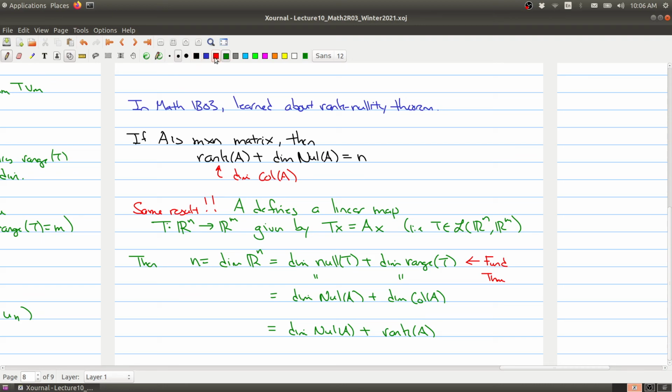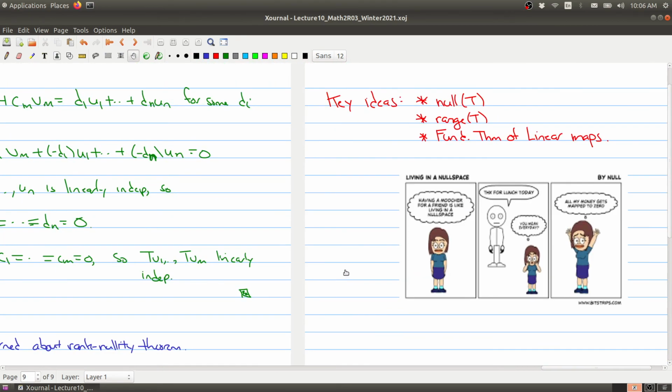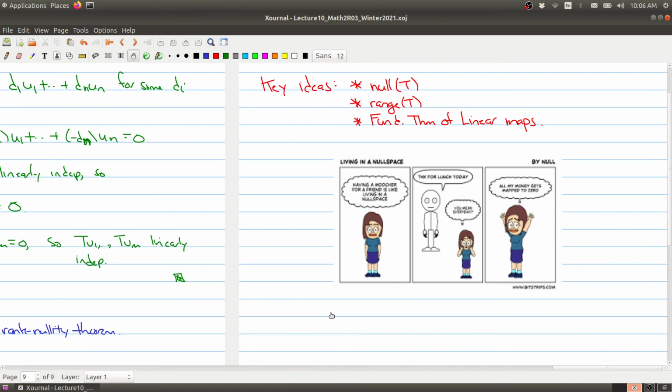So hiding inside of this proof is this one equals this one, but that's just the fundamental theorem of linear maps. What's interesting is when we proved this in Math 1B03, we actually proved it by counting pivots inside of our matrix. And here we don't see any of that information about our matrix. We're actually using the fact that we have a linear transformation and keeping track of the sizes of the various subspaces.